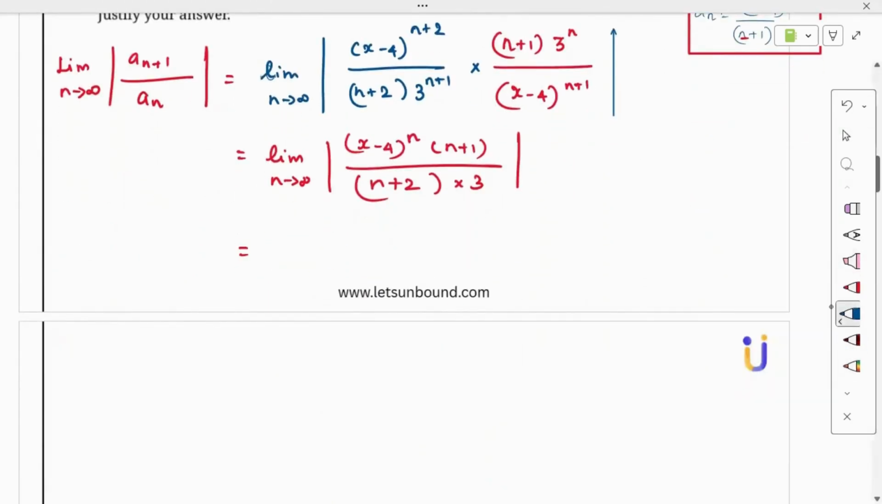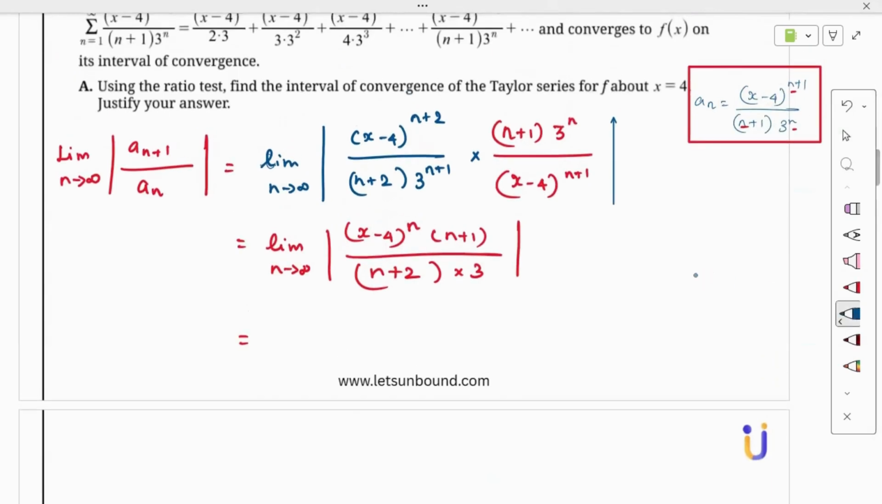For example, x minus 4, n plus 2 and n plus 1, if you cancel out, it's x minus 4 power 1. Right? n plus 2 minus n plus 1, n plus 2 minus n minus 1. n and n cancel, 2 minus 1 is 1. That's why. Let's change this and now x minus 4 and 3 will come out.